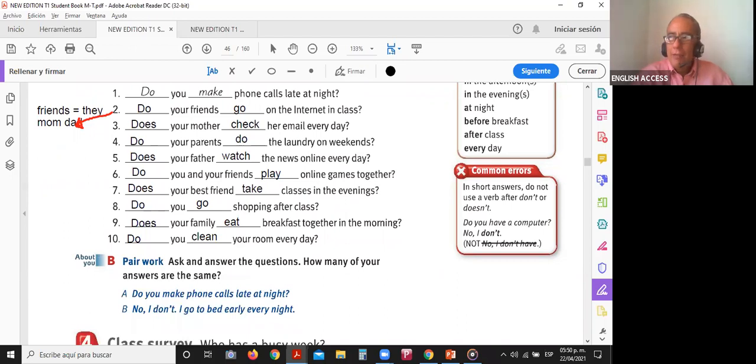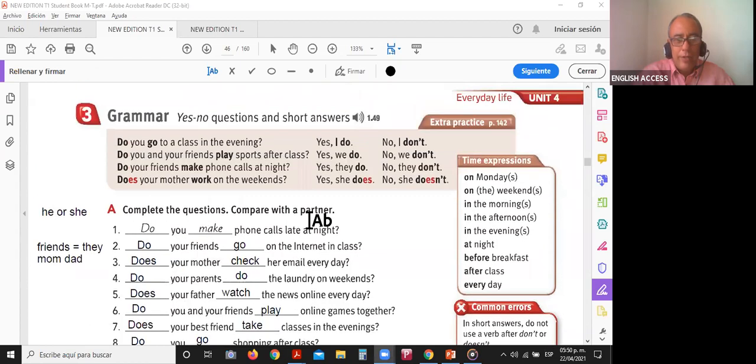Here in some examples, you can see the word your, meaning it's a friend, a parent, a mother, a father, but this is a possessive. In this case, it's only one person, directly do you. You see the example? Do you make? Do you go? And do you clean? These are the questions in the simple present.